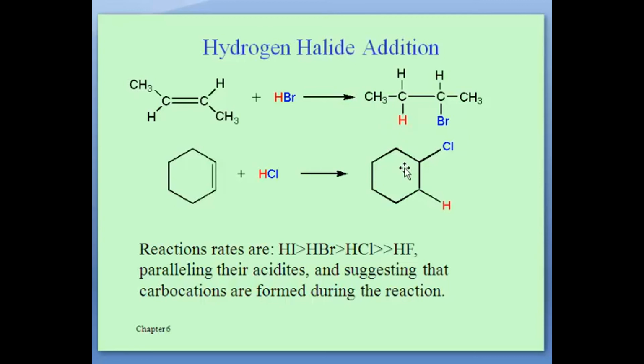But as we'll see, sometimes it does matter where the halogen goes and where the hydrogen goes. It really just depends on the structure of the alkene that we're starting with. But each of these can only give one unique product. We're going to see a lot more of the examples of these things though.